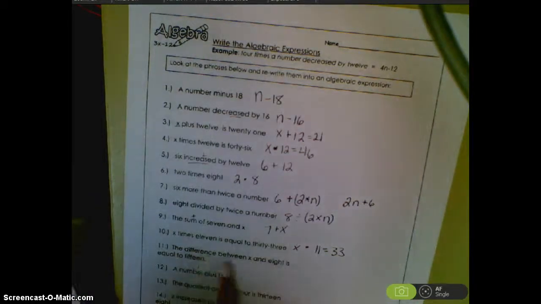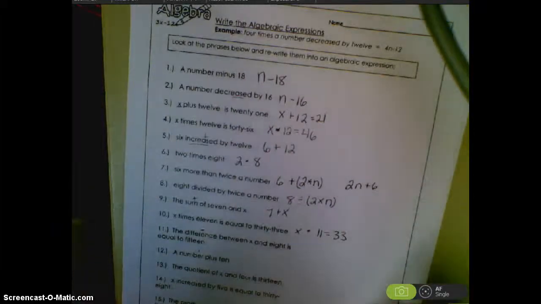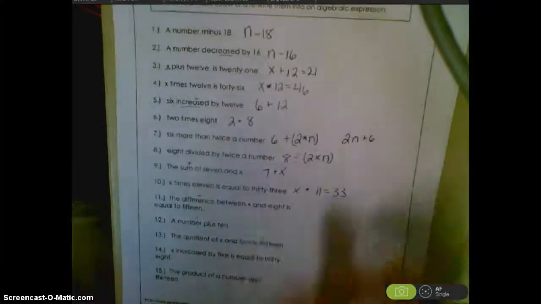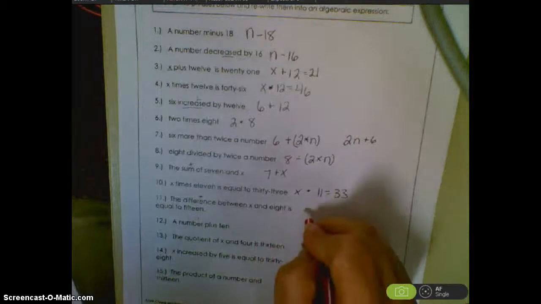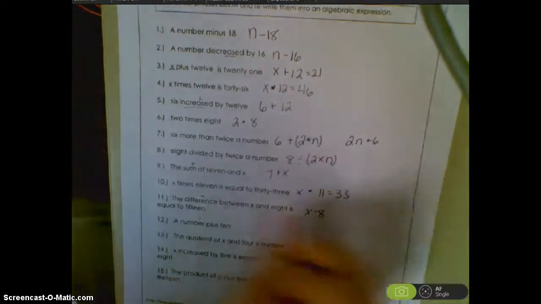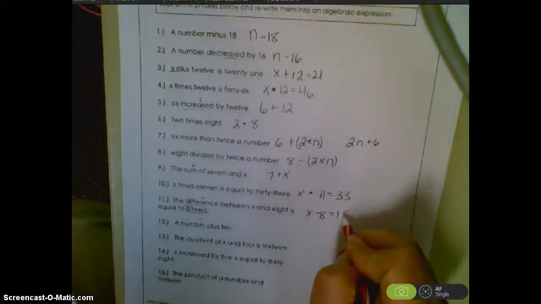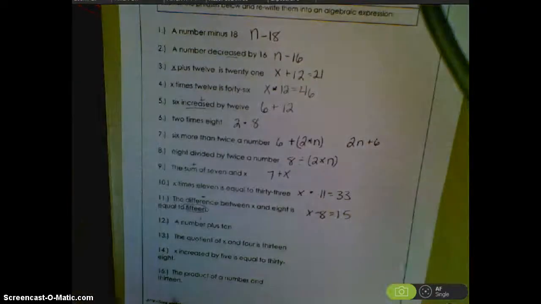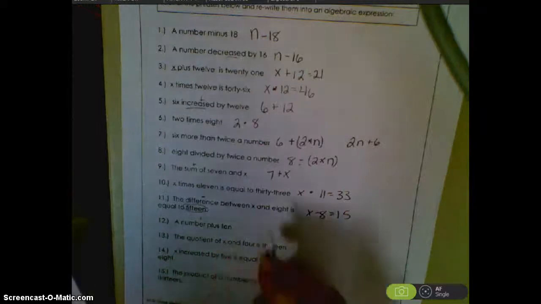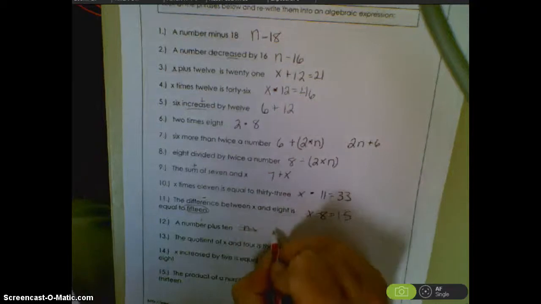And then the difference, remember, is subtraction. The difference between x and 8 is equal to 15. So x minus 8, because difference, we want minus, equals 15. And number 12, a number plus 10. I'm choosing n, you can choose your initial. And I'm writing it wrong, sorry about that. It's plus, n plus 10.